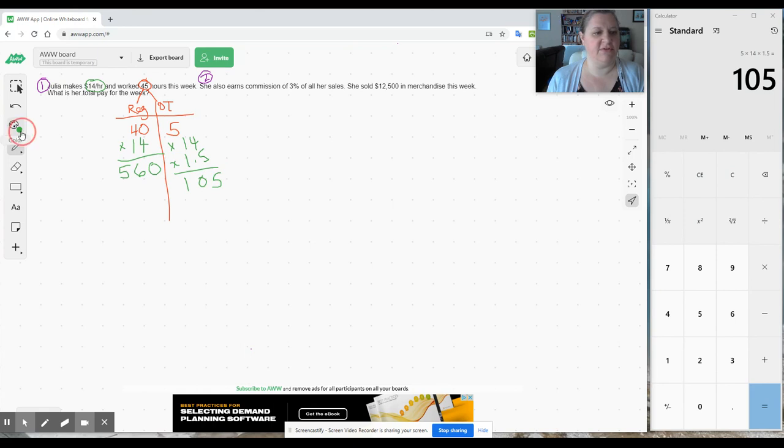So to figure out her total pay with the overtime and the regular pay, we're just going to add those two together. So 560 plus 105. So that gives us $665 for her pay for the hours that she's put in.